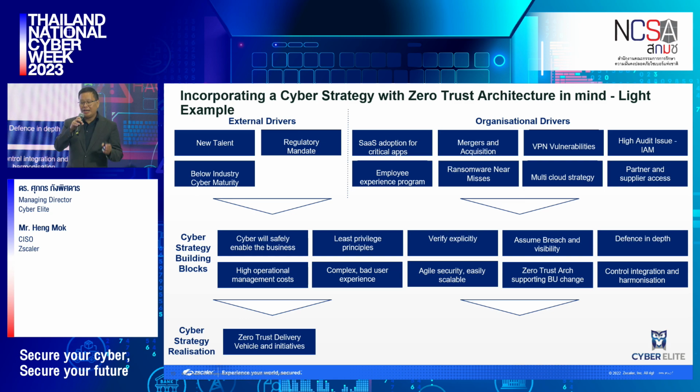So then when we translate that into some of the strategy pieces, we want to be thinking about the principles of zero trust. So cyber will safely enable the business. So security isn't just a blocker, but it's also an enabler. We're applying least privilege principles, and we're verifying explicitly every particular connection. We've also got this assumption of assumed breach, which means detection and response capability becomes really important.